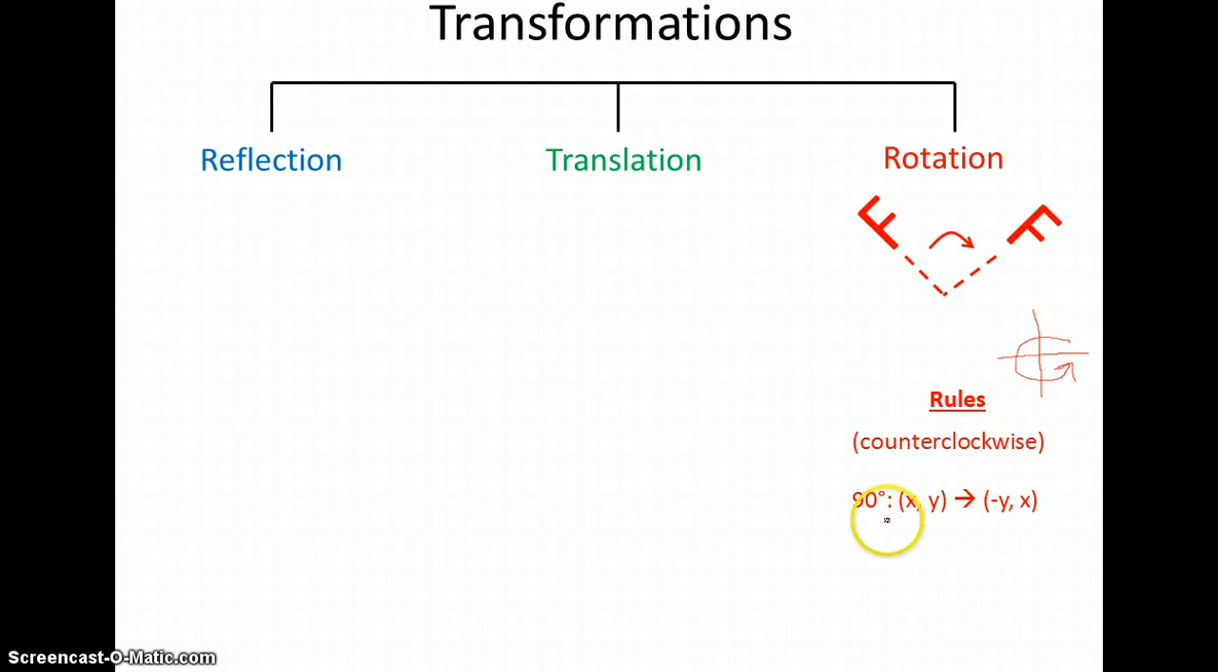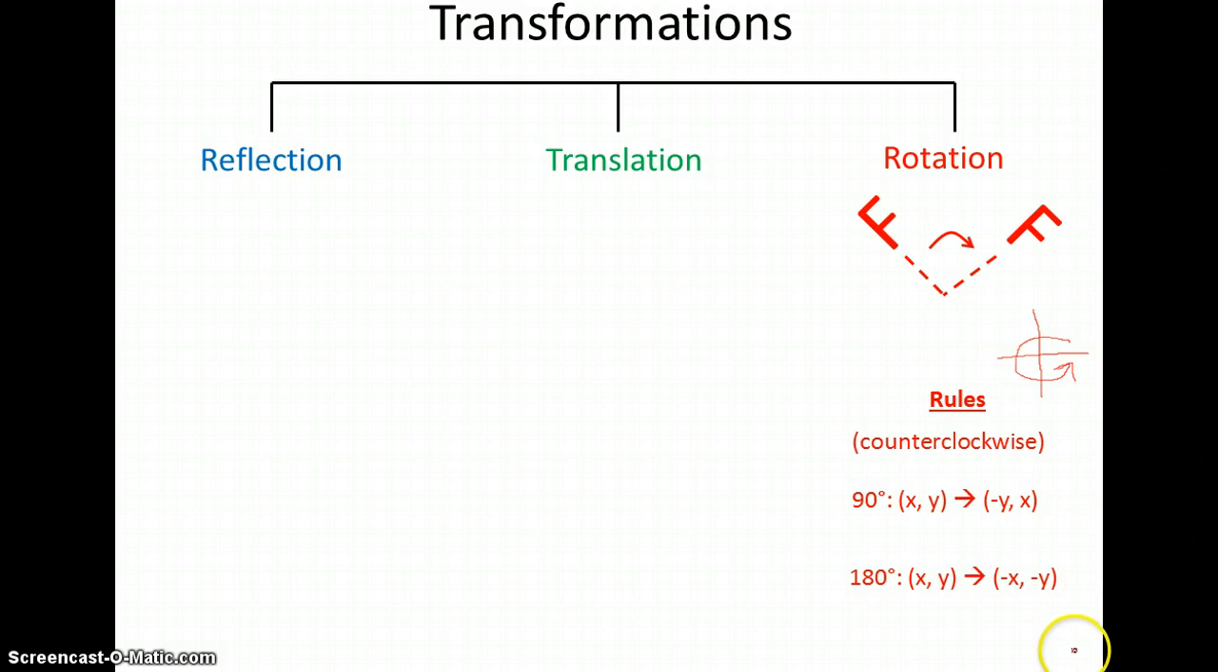For a 90-degree rotation, we start out with our coordinates x, y. When we rotate about the origin in a counterclockwise direction, those new points will map and be transformed at the negative of y, comma x. For a 180-degree rotation, we have our x, y coordinate, which then transforms to the opposite of x, opposite of y coordinate. Again, more numerical examples to come in class next time.